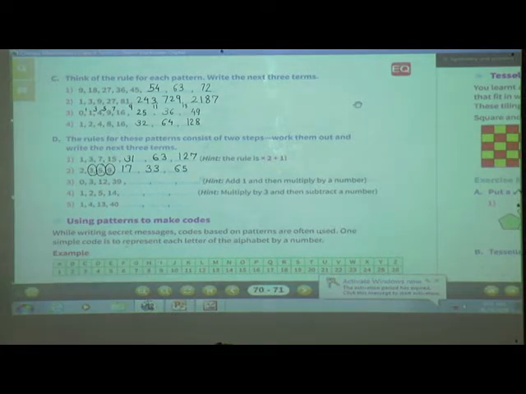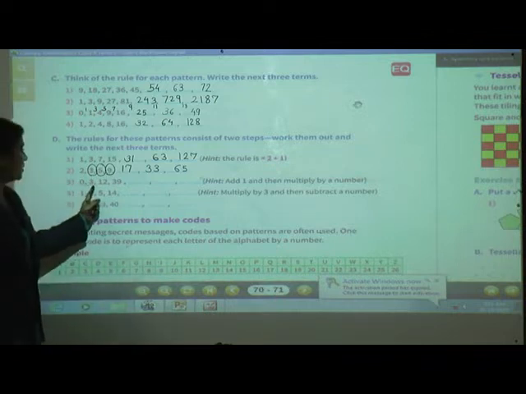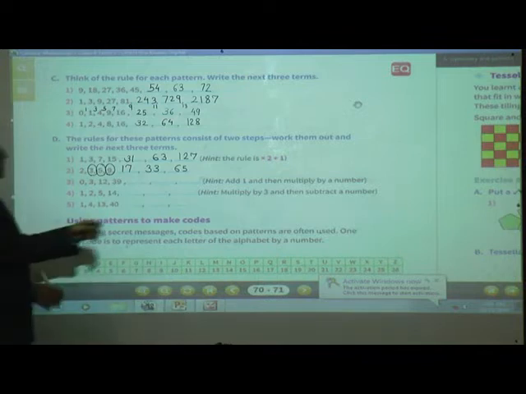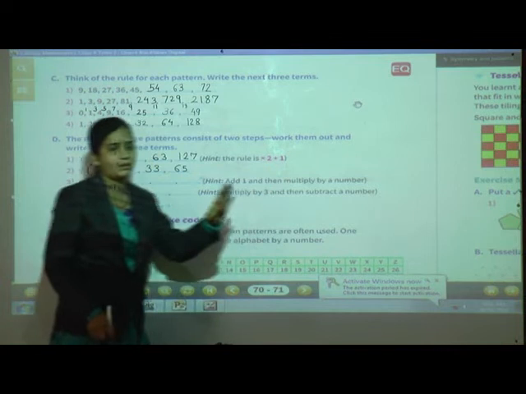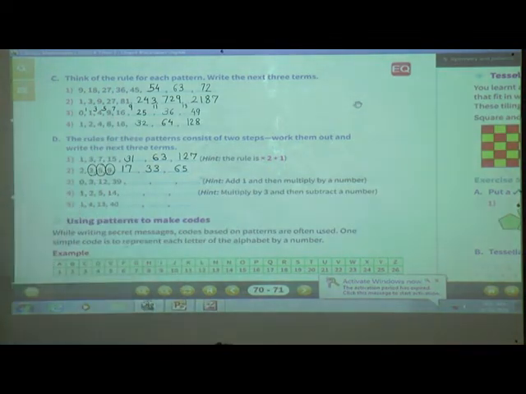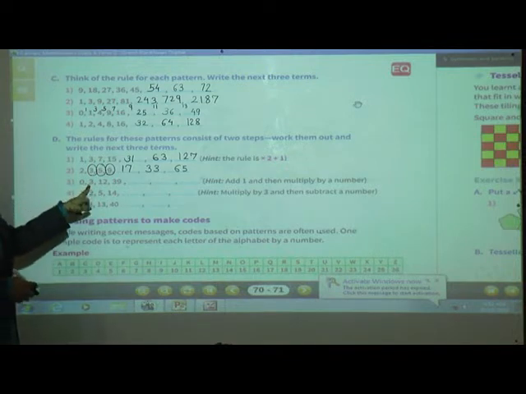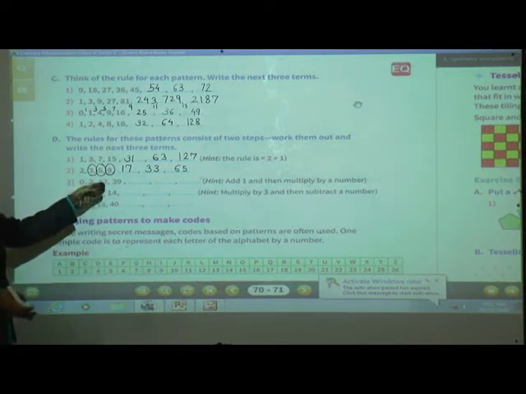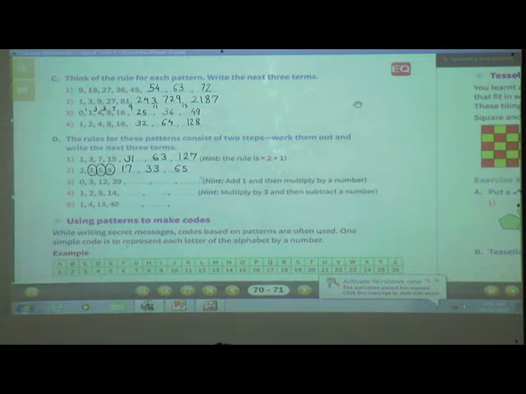Okay students, here now third one. See, observe the pattern 0, 3, 12, 39. Here they have given us the hint: add 1 and then multiply by a number. See, 0 plus 1 is 1, multiply by 3 is 3. 3 plus 1 is 4, again multiply by 3, 12. 12 plus 1 is 13.